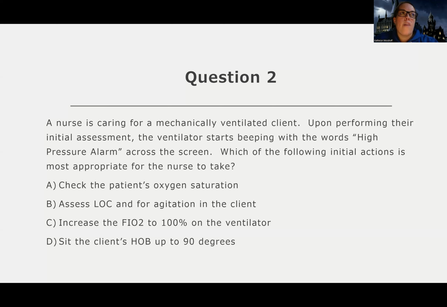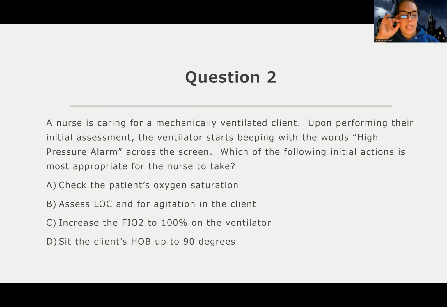If someone has an alarm going off, I would want to take action first to fix it versus assess first. We always try to think in that mind: if someone has a problem, do we have time to assess them first, or do we need to go ahead and take action? Another great way to look at this question is to ask which one of these things is actually going to most directly help me. If I check the patient's oxygen saturation, is it going to change the fact that they have a high pressure alarm? Probably not. It may tell me they're not saturating well, but it's not actually going to fix the alarm. So what I'm looking for in an answer is something that's going to help me fix this alarm.